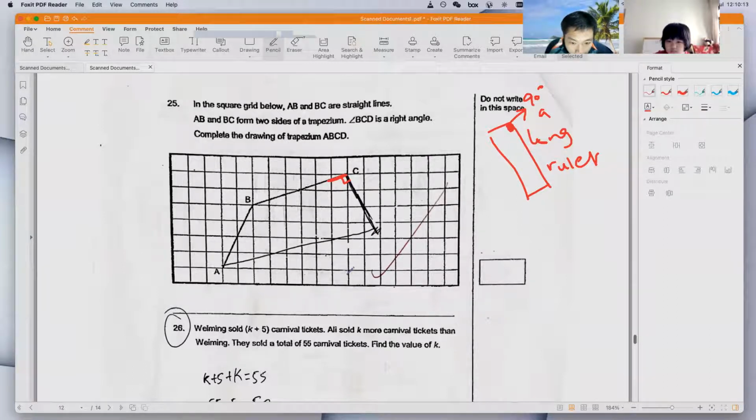Once you get a 90 degree, and then what it says, yeah. Once you form a 90 degree, then how should I draw it? Let me see. Let me see if I can do something here.